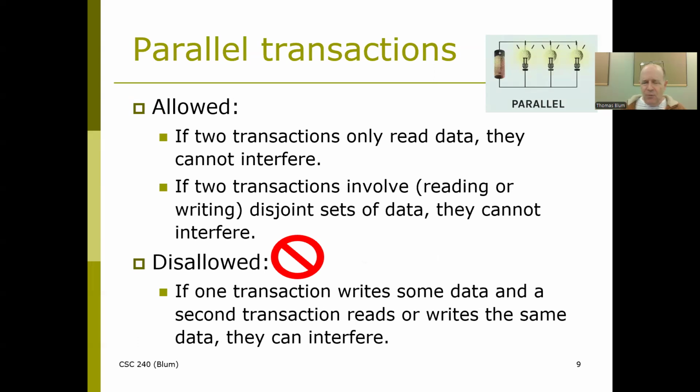So again, what can we allow? What shouldn't we allow? If we're just reading data, it doesn't matter. Somebody can read over my shoulder. It may be annoying, but it doesn't interfere with the data. They see the data. I see the data. We're both allowed to see the data.